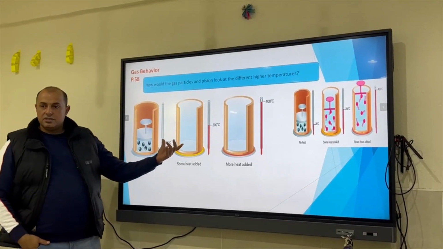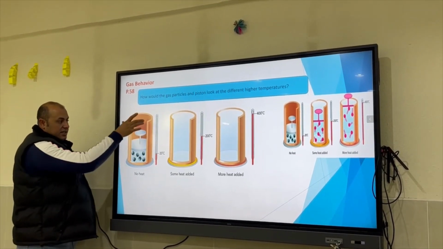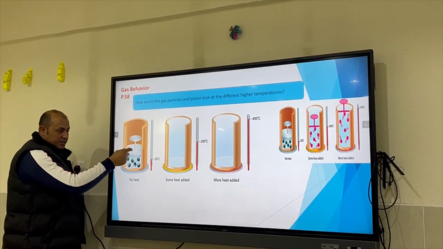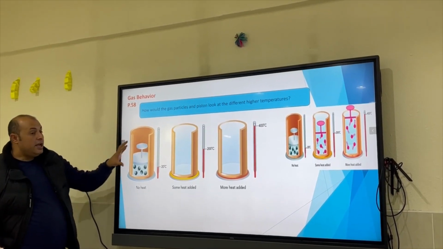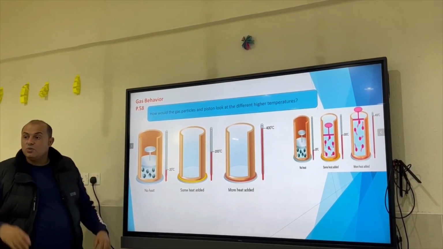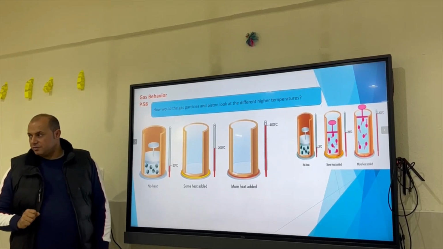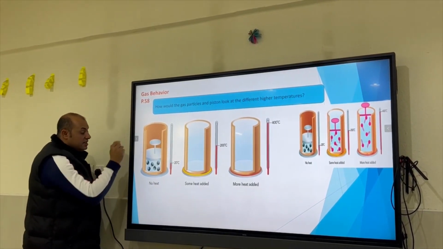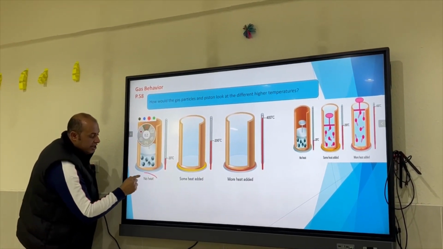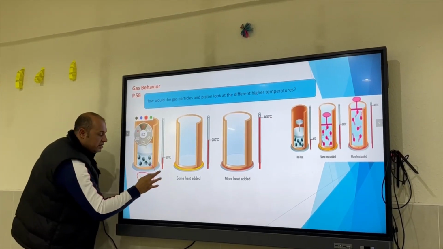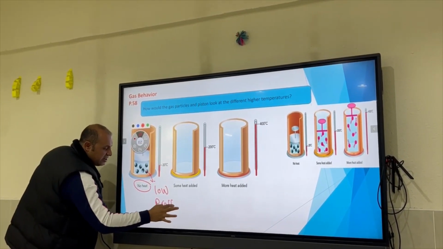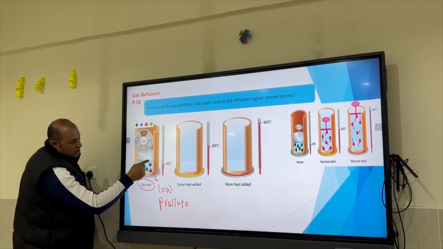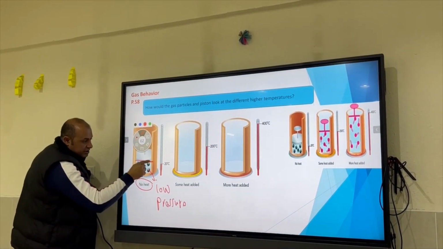What could you see here? You can see a cylinder with a piston, and gas. Here I will explain the relationship between temperature and pressure. In this one, there is no heat, so the pressure is very low, and the piston position will be here.